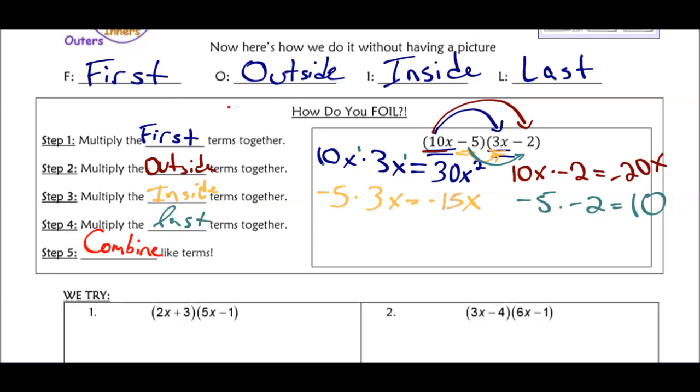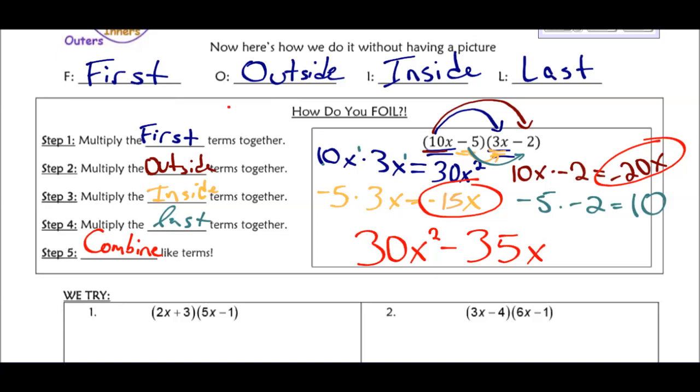Eric, what like terms do I have there? Negative 20x and negative 15x. Yep, negative 20x, negative 15x. I'm combining those. The 30x squared doesn't change. These combine to make a negative 35x. That is a positive 10. I'm going to write that as plus 10. That is your final answer.